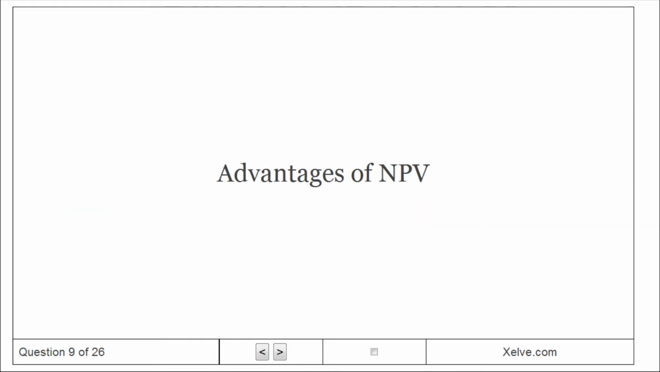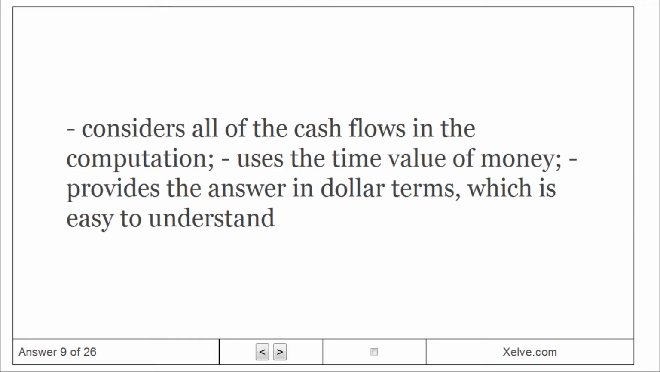Advantages of NPV. Considers all of the cash flows in the computation, uses the time value of money, provides the answer in dollar terms, which is easy to understand.